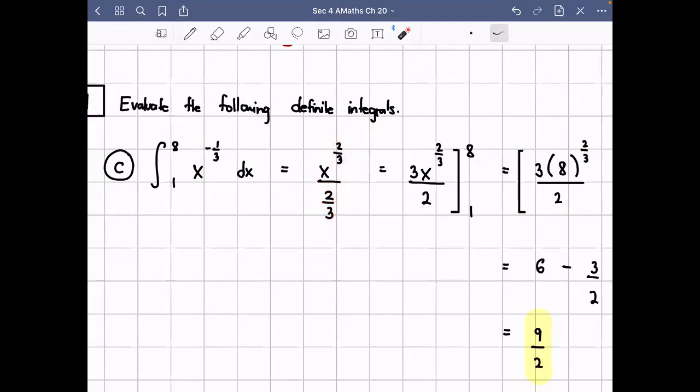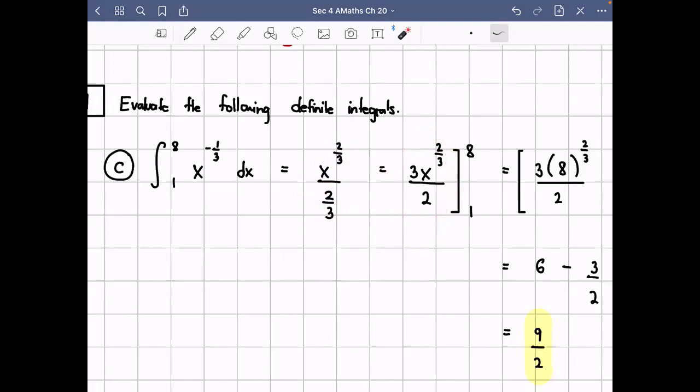So how do you divide fractions? You get the reciprocal of this, so it becomes 3 over 2, and then times it by x. So that's why you have this. Now, if you want to write this like this, 3 over 2 x 2 over 3, it's fine. It's the same thing. So this is our answer.